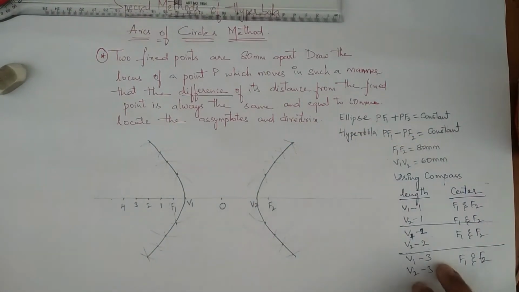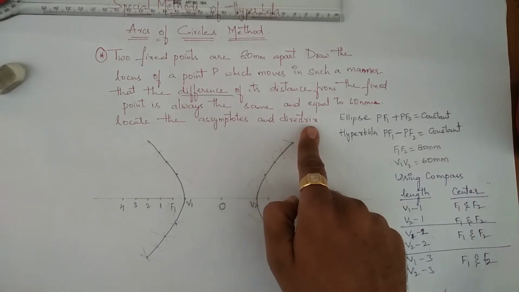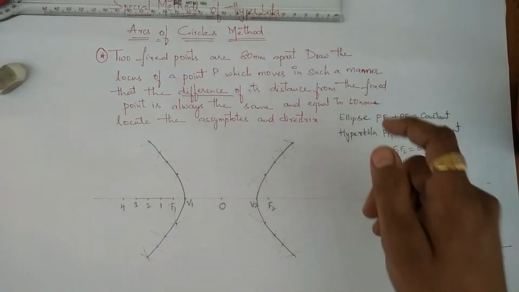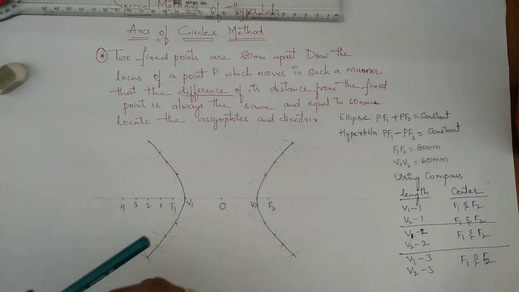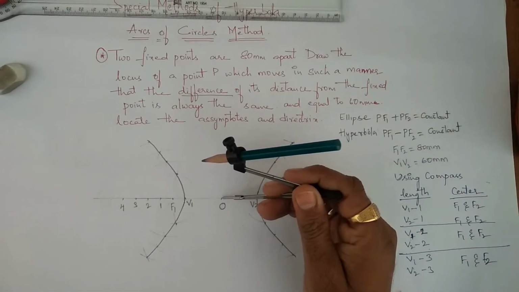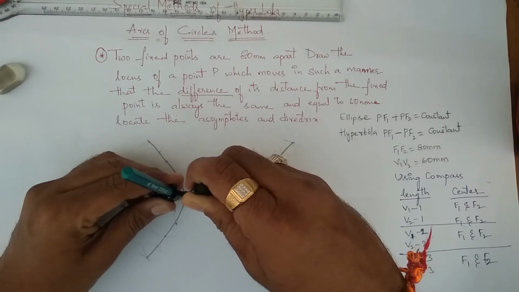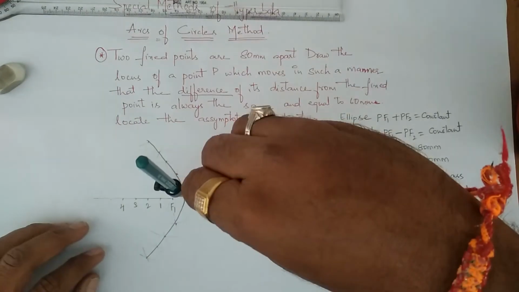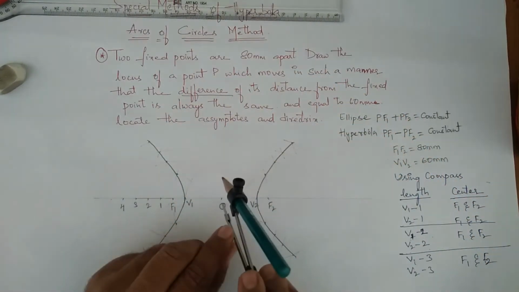So now the next question asks us to locate the asymptotes as well as the directrix. So actually, what is this asymptote? An asymptote is nothing but a line drawn tangentially to the hyperbola, such that it meets at some infinite distance. So right now, using compass, draw a circle touching the two vertex points.